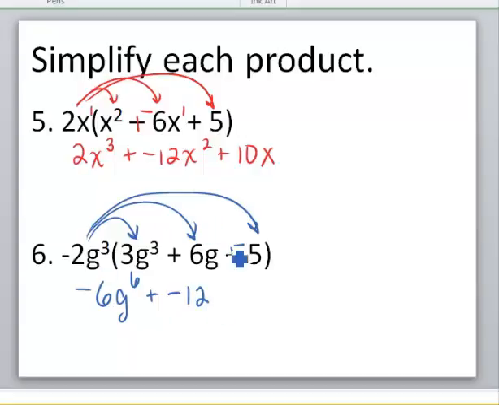Plus negative 2 times 6 is negative 12. G to the third times g to the first is g to the fourth. And then negative 2 times negative 5 is positive 10. Carry my g to the third through.